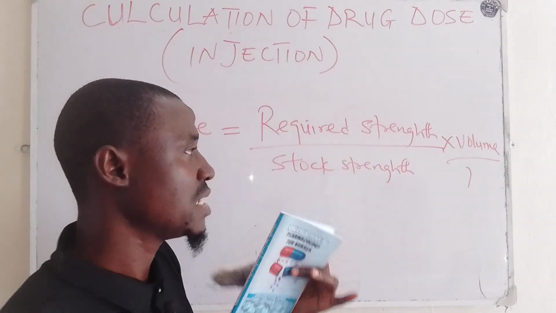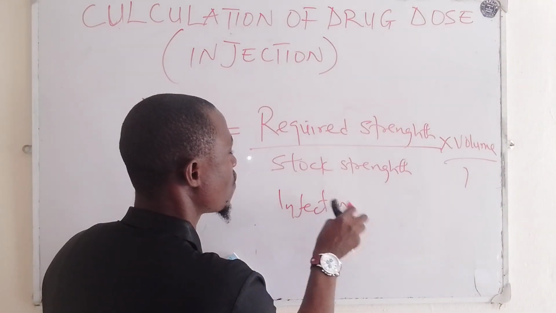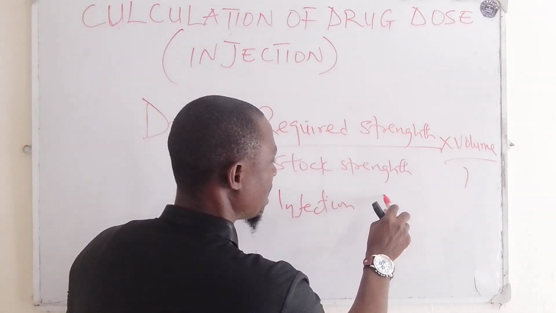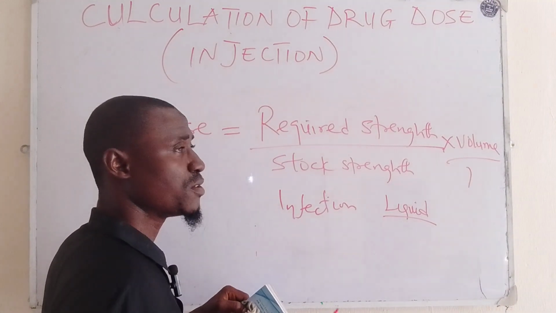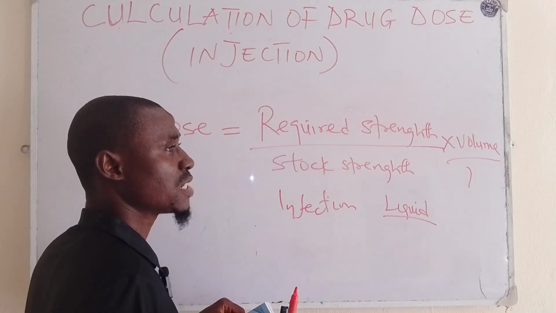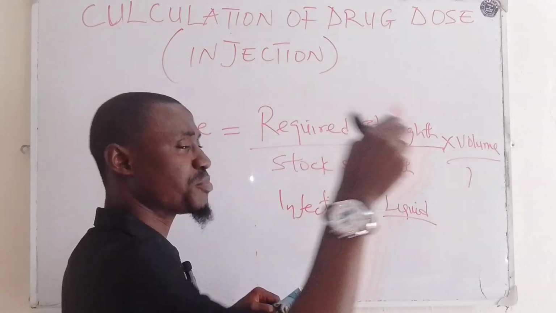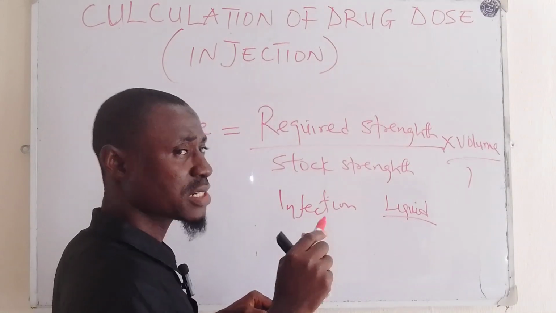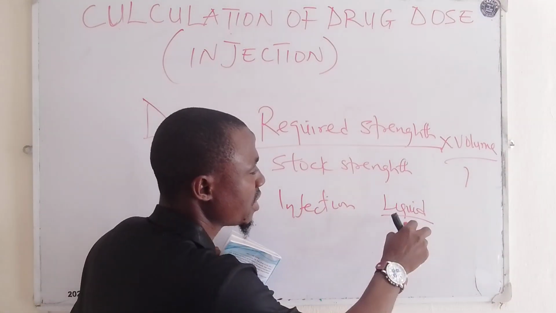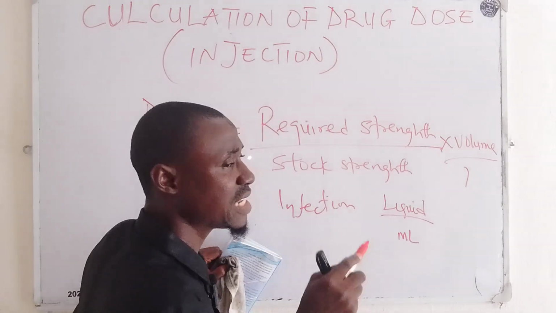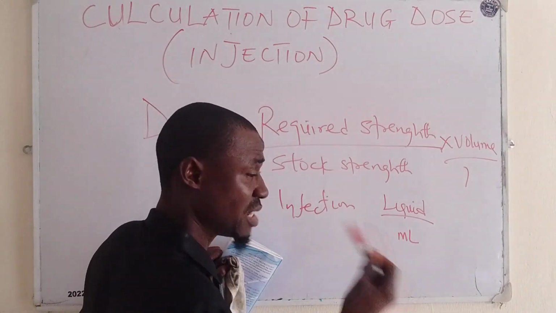Since the drug is an injection, and all injections come in liquid form, for you to be able to administer the drug, you have to calculate the equivalent of that dose that has been prescribed for you. That dose that has been prescribed is what you are trying to get the equivalent of in mil. Since injections are liquid, whatever you are going to get must be in mil.